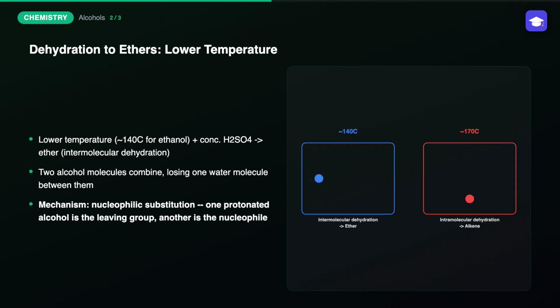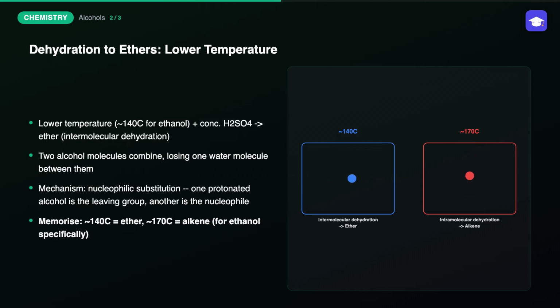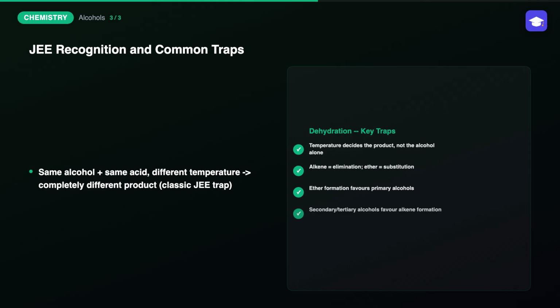This specific temperature dependence, 140 degrees favoring ether formation, 170 degrees favoring alkene formation, for ethanol specifically, is genuinely the single most tested numerical detail in this entire topic, and it's worth memorizing these two exact reference temperatures directly. The single most important recognition skill here is genuinely just temperature. The exact same alcohol treated with the exact same acid gives completely different products purely based on reaction temperature.